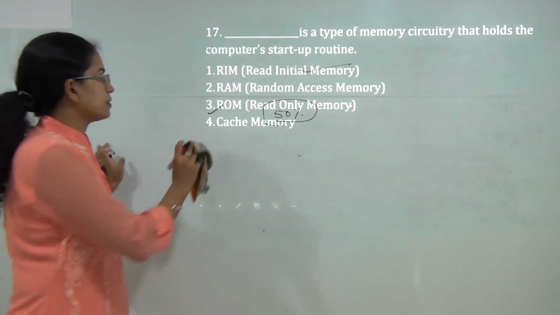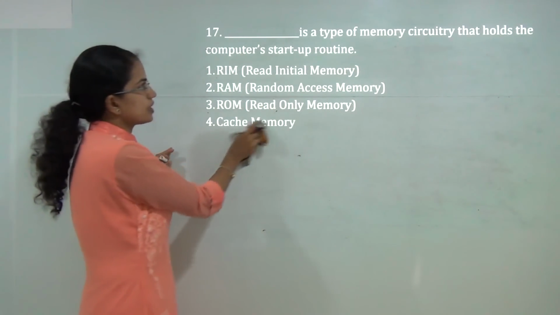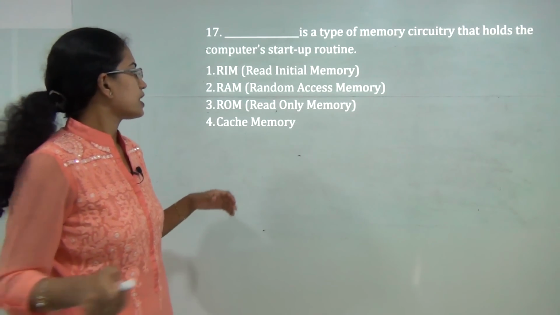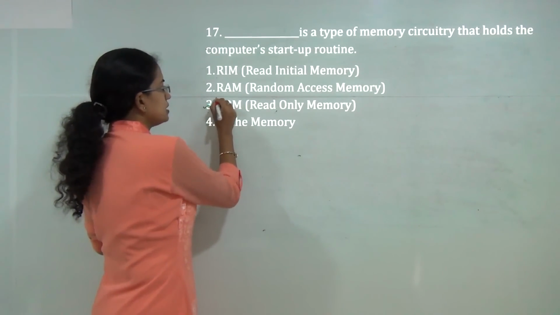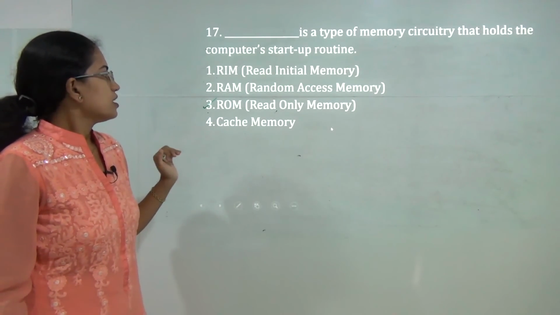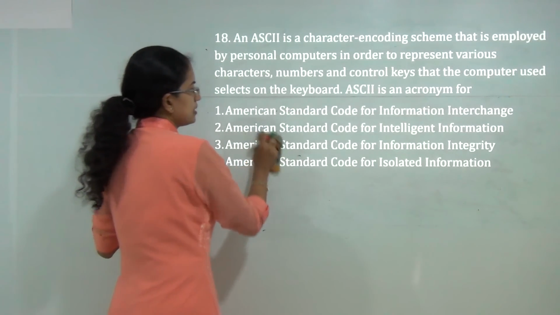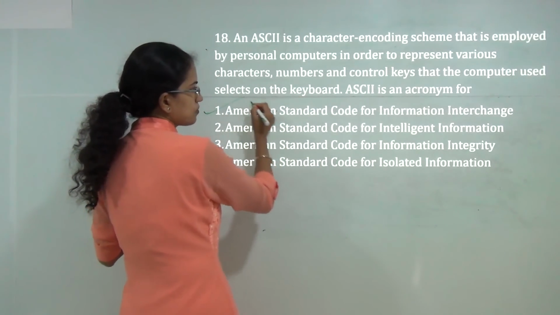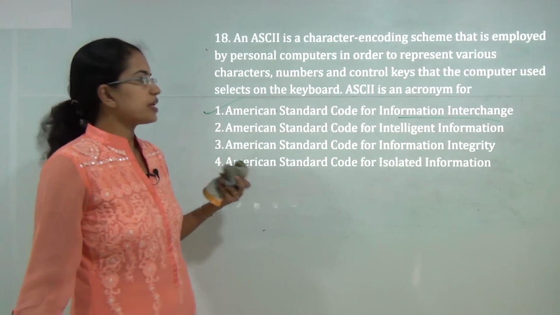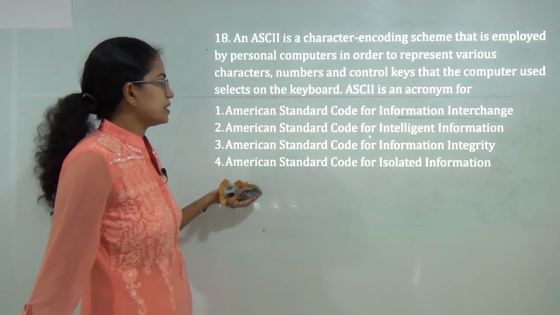This is again a question based on computers. The question asks which memory is known as the startup routine memory. So ROM, that's the read-only memory, is known as the startup memory or the computer's startup. Next question, ASCII is a code for encoding and the full form is American Standard Code for Information Interchange. So these are again questions based on computers that are very direct, or I could say if you know these, you can simply solve these.